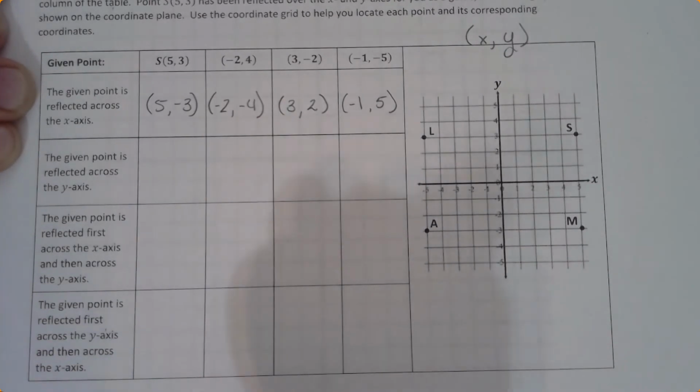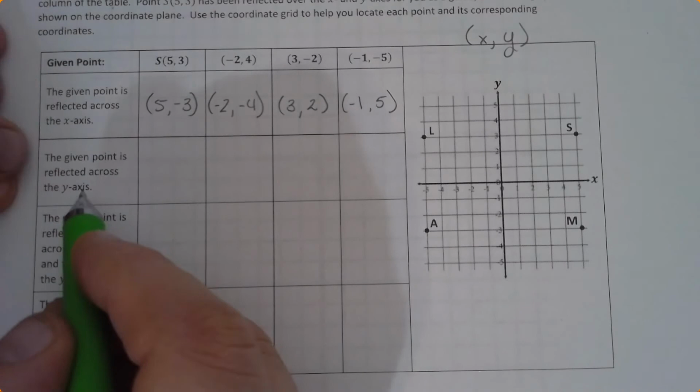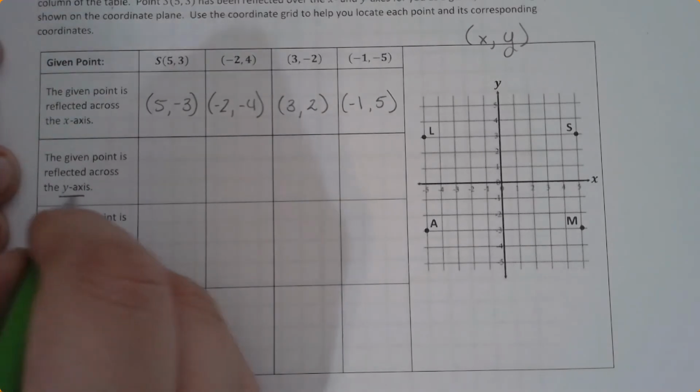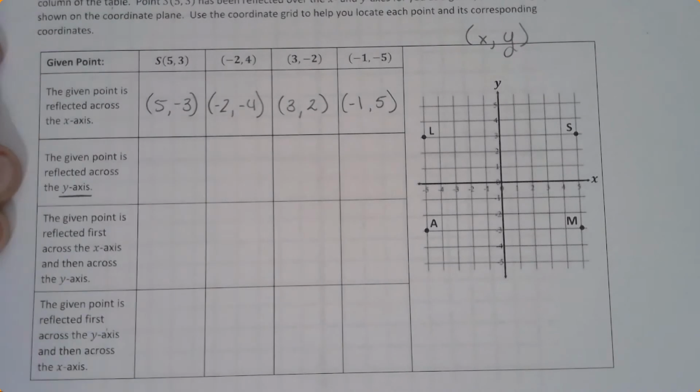So x is first listed in the ordered pair. All right? So let's take a look at the second restriction we've been given. The given point is now reflected across the y-axis. Now, remember what I told you about the y-axis. The x values become opposites. The y values are identical.